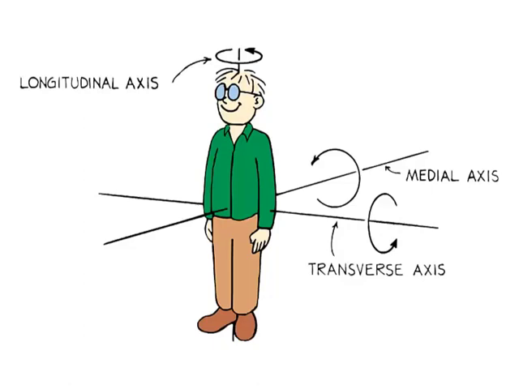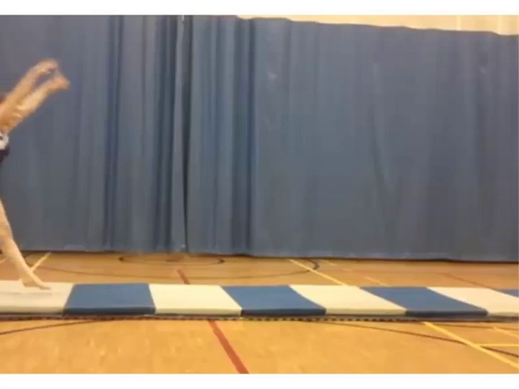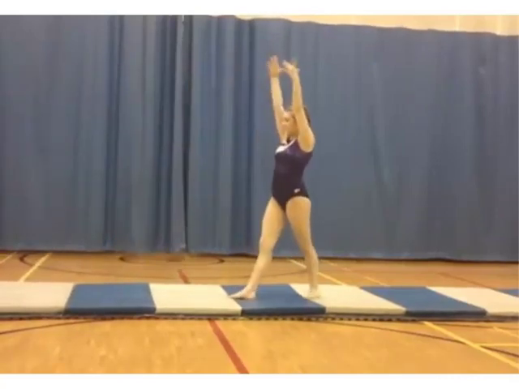The third axis of rotation for the human body is the front to back axis, or medial axis. This is a less common axis of rotation and is used in executing a cartwheel.